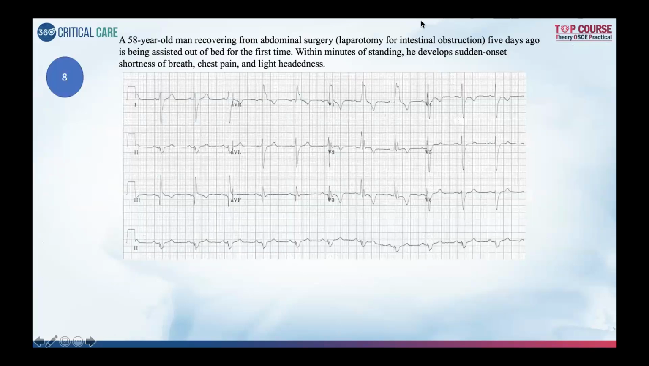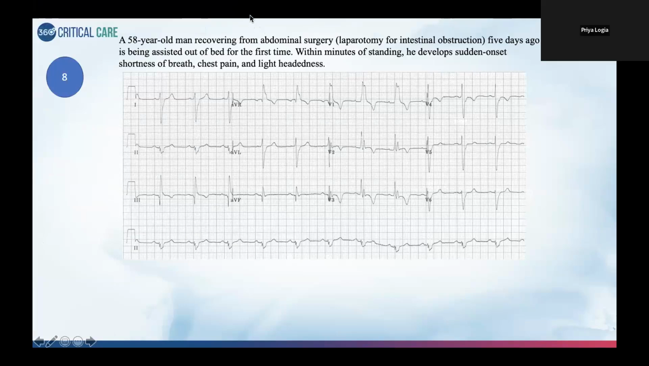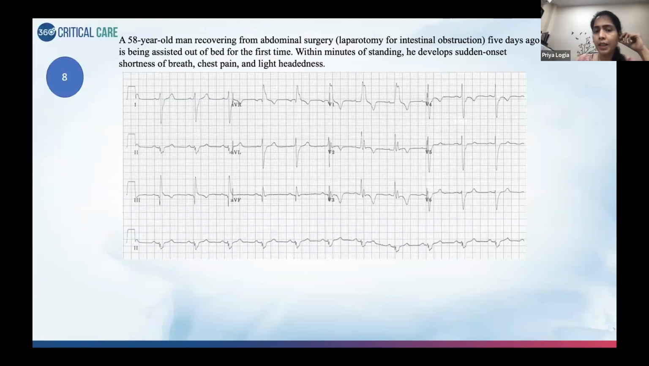So next, a 58-year-old man recovering from abdominal surgery, laparotomy for intestinal obstruction, is being assisted out of bed for the first time. Within minutes of standing, he developed sudden onset shortness of breath, chest pain, and lightheadedness. Most commonly, we receive a med call for such post-operative patients after mobilization, developing breathing difficulty and all that. So this is a very typical ECG.